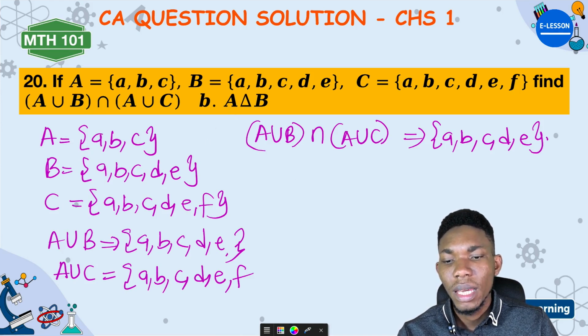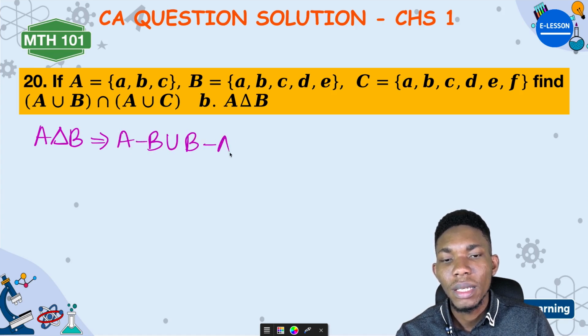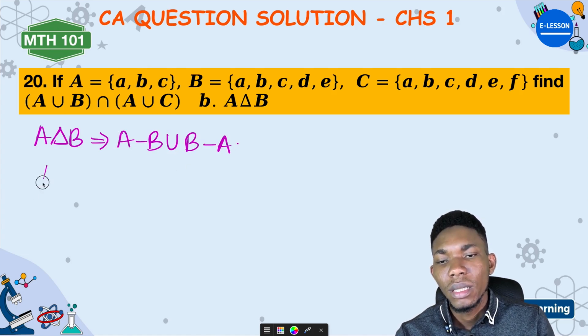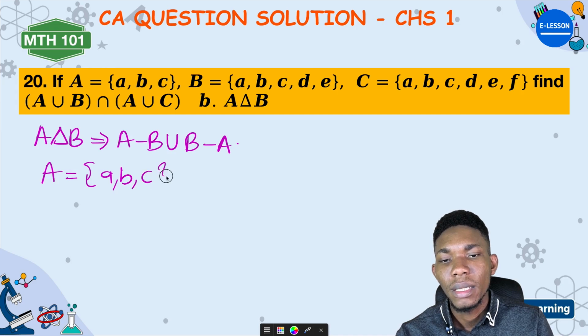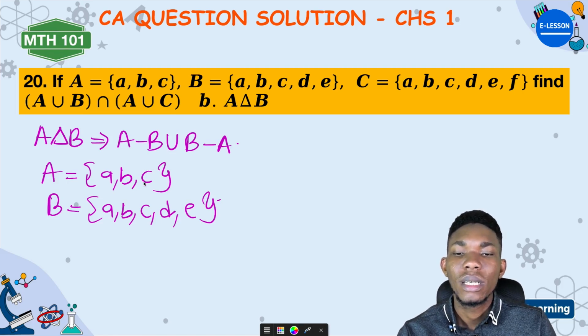Then the other one is A symmetric difference B. I taught you that this symmetric difference means what? A minus B union B minus A. Meaning A is what? A, B, C. B is what? A, B, C, D, E. Are you getting it? It's definitely what A and B do not have in common.